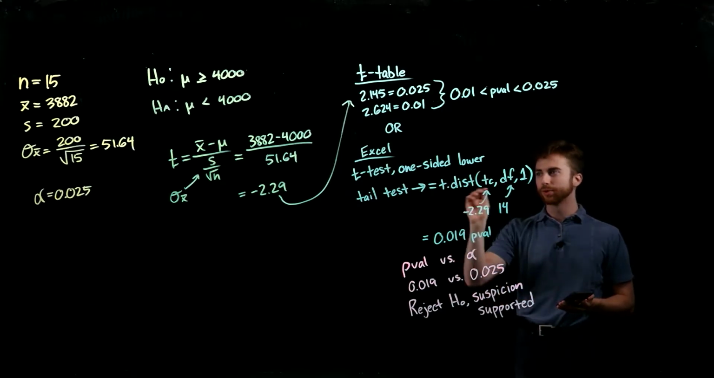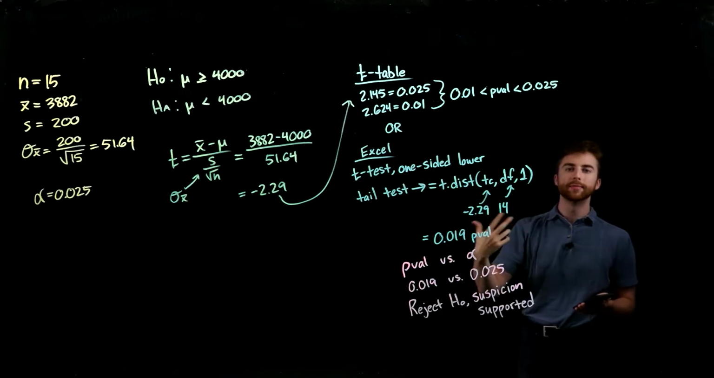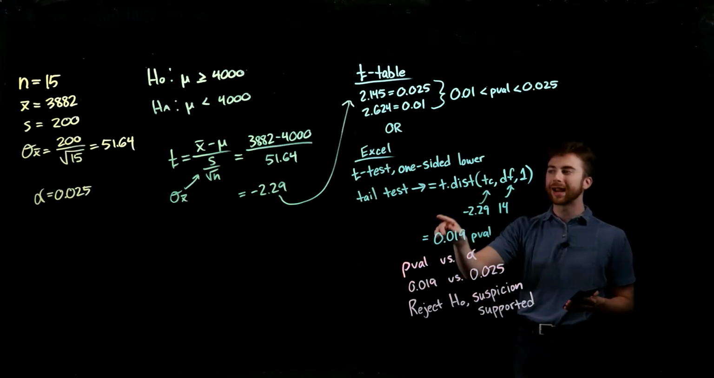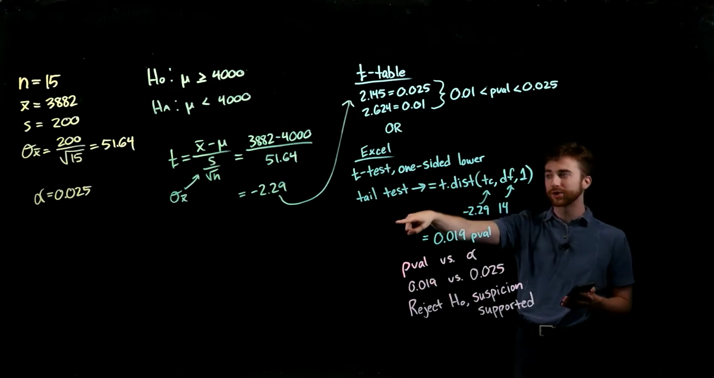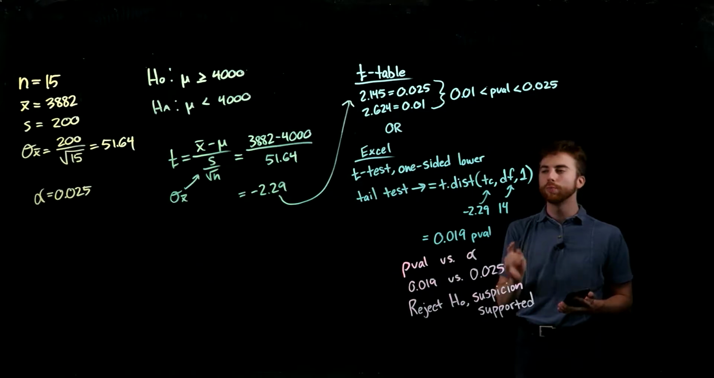So to solve for that, we're just using x bar minus mu, so just sample information minus population information, divided by the standard error. In this case, it's x bar, which is 3882, minus mu, which is 4,000, the mu we're hypothesizing about, divided by the standard error that we just found over there, s divided by square root of n. And when you solve for all that, you're going to get a t value of negative 2.29.